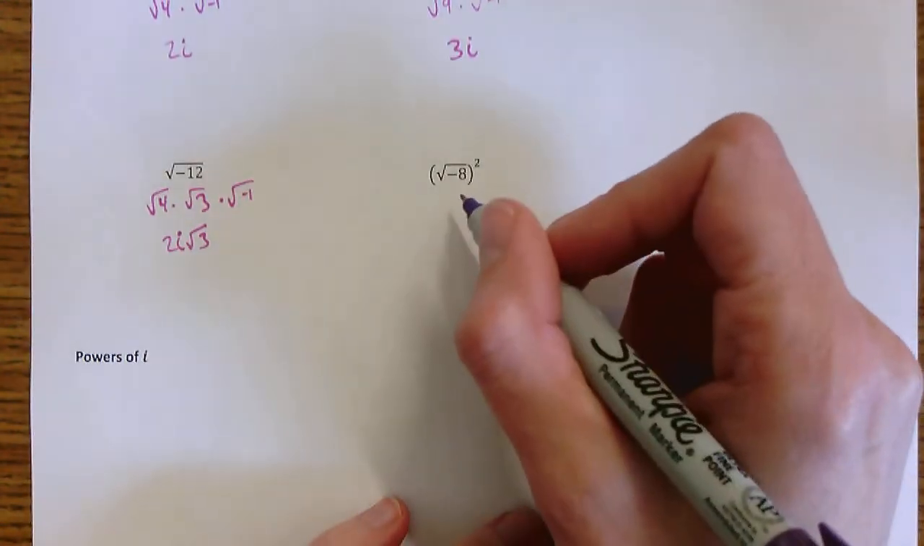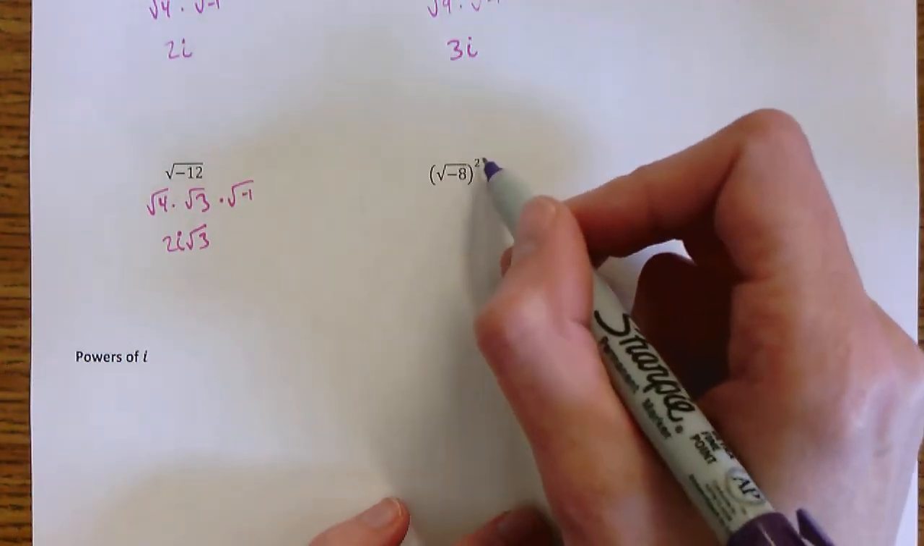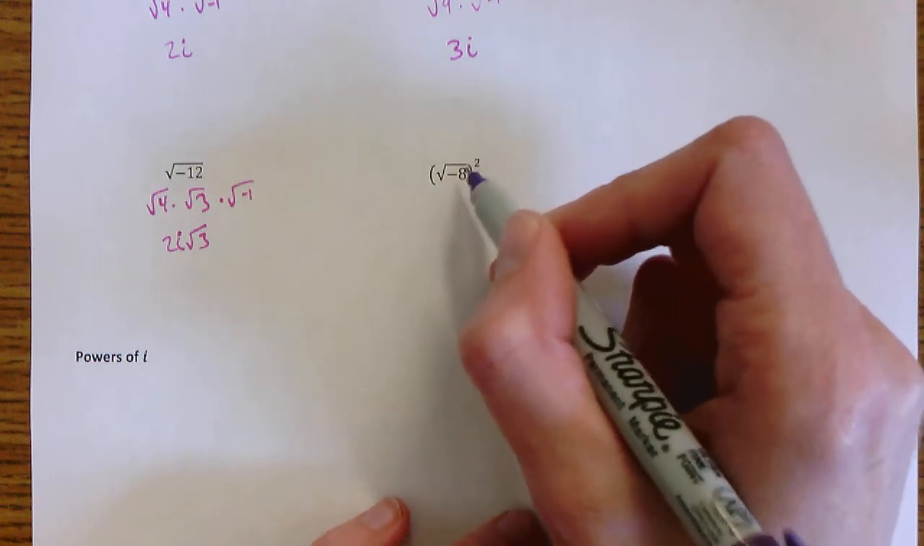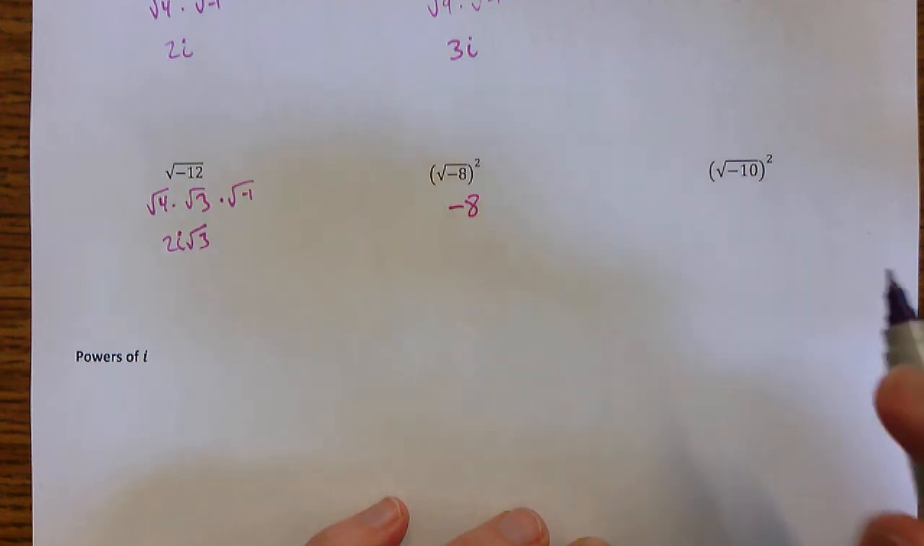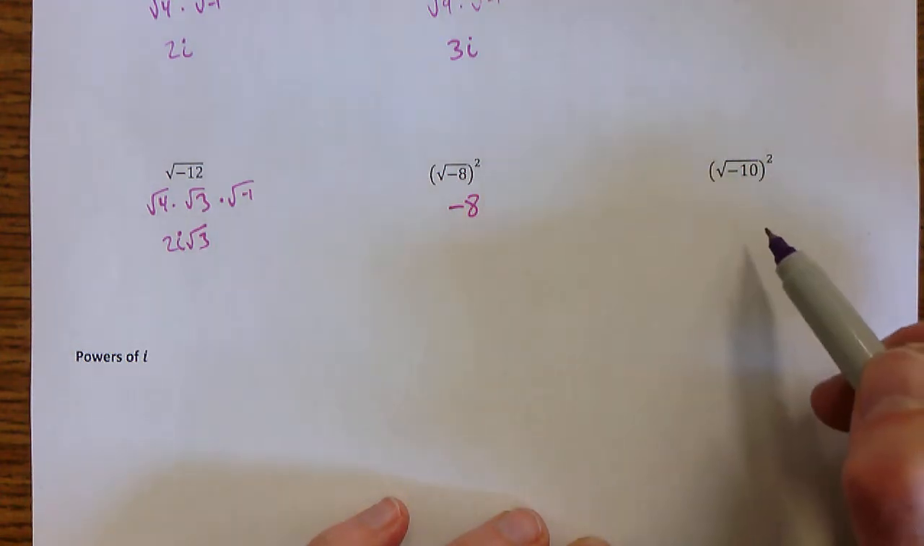This guy right here, square root of -8 squared: squaring and square rooting are inverse operations. They cancel each other out. So that's just -8. Now, this one over here is going to be -10, the same way.